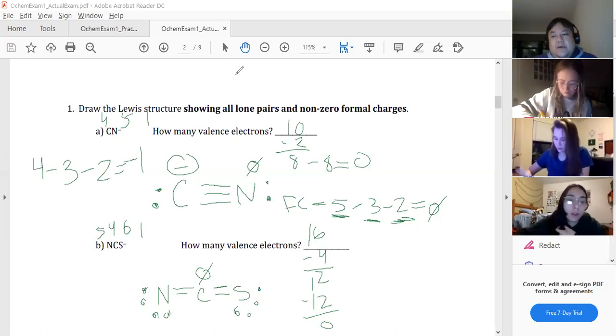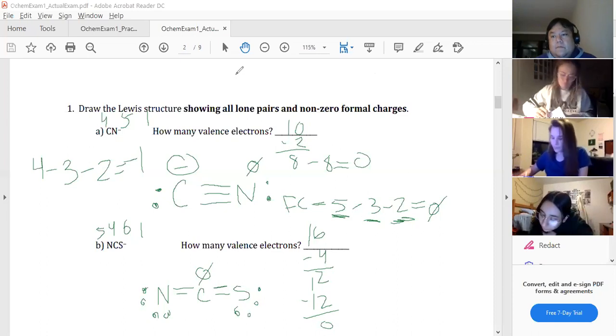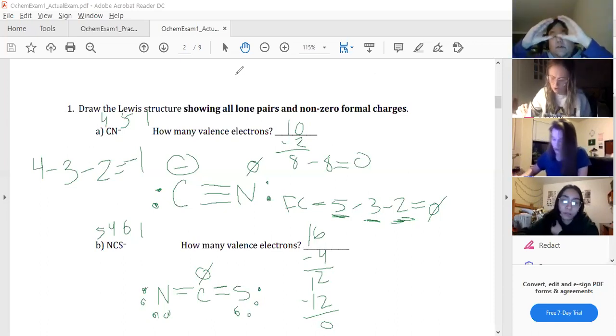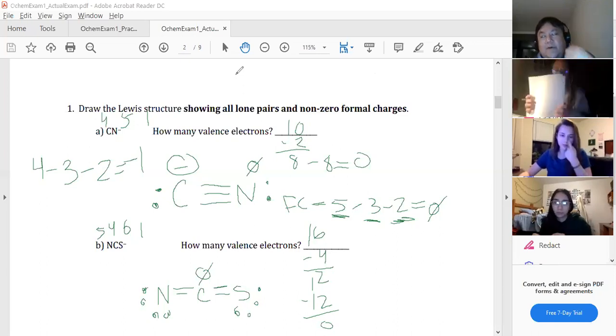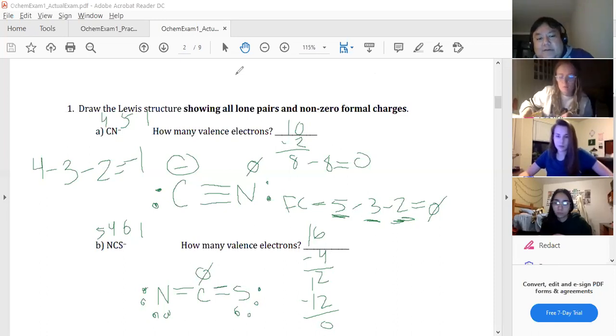Sulfur is below what atom on the periodic table? Oxygen. So it should have the same bonding pattern. So what did we say for oxygen was its ideal bonds and lone pairs? 2 bonds, 2 lone pairs. So sulfur has 6 valence electrons minus 2 bonds minus 4 lone pair electrons. Sulfur is going to be 0.